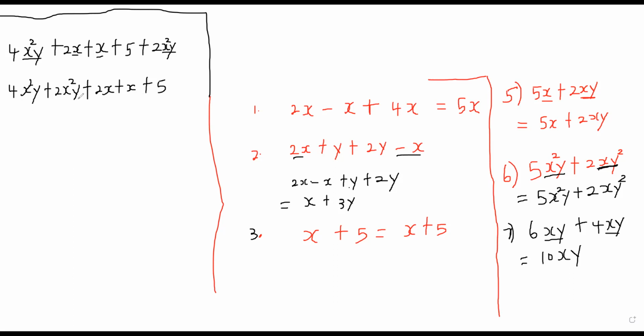Now we simplify in parts. So we say 4x squared y plus 2x squared y. We have 6xy, 6x squared y, sorry. Then we have the 2x terms. So we say 2x plus x. We have 3x plus 5. We cannot go further than this because everything is unlike now, right? So we leave it like that. This is the simplest we can go, right?